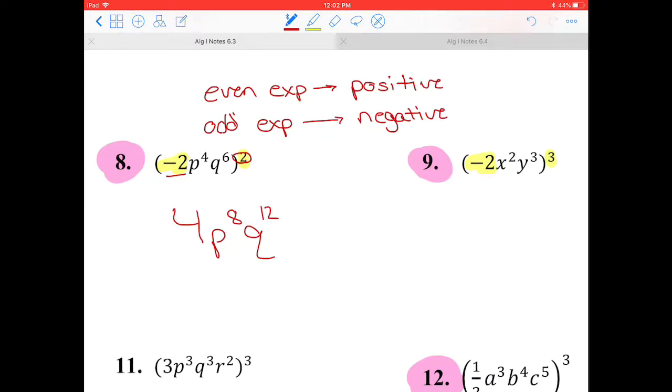And in number 9, this time your exponent is an odd number. So we're doing negative 2 times itself 3 times. What happens when you're multiplying it by itself an odd number of times is that the first 2 will turn into a positive, but then you still are going to be multiplying it by a negative, turning it back to a negative number. So again, if the exponent's an odd number, it'll be a negative answer. And then we have x to the 6th and y to the 9th.